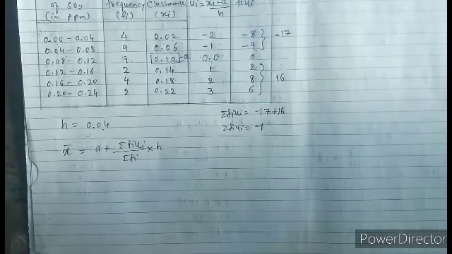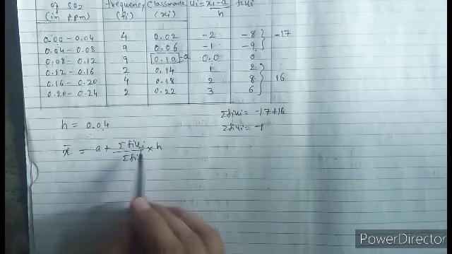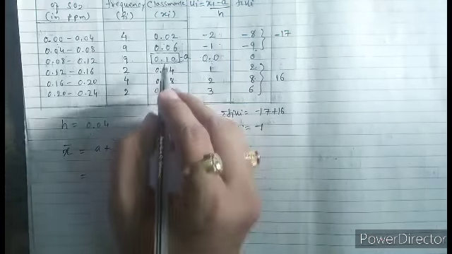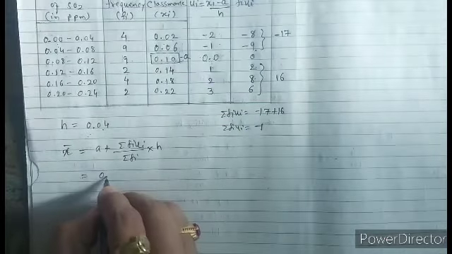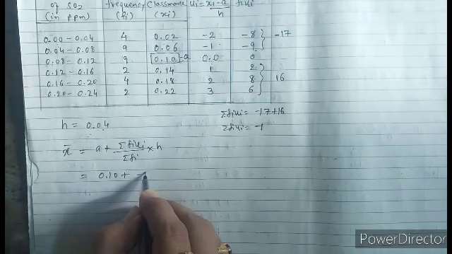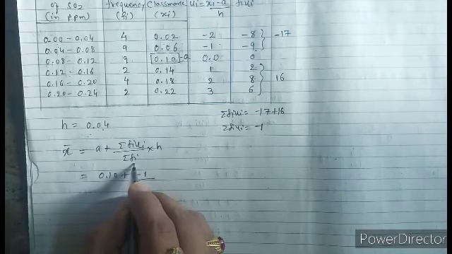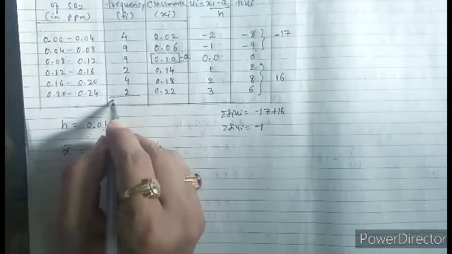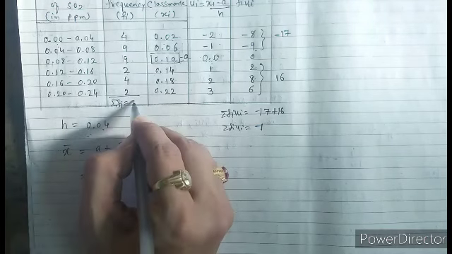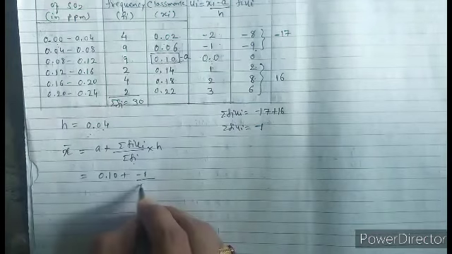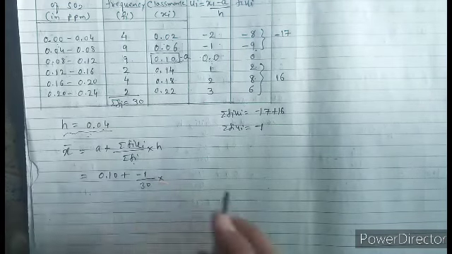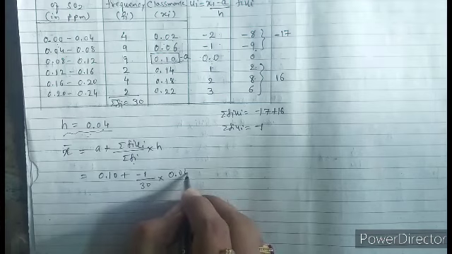Now to get the mean, we know the formula x bar equals a plus sigma fi ui upon sigma fi into h. Here we know what a is, it is 0.10, plus sigma fi ui, which we have obtained as minus 1, upon sigma fi, that is the total frequency. We know that there are 30 localities. You do the sum, you will get 30. So sigma fi is 30, multiplied by h. Here h is the class length and it is 0.04.